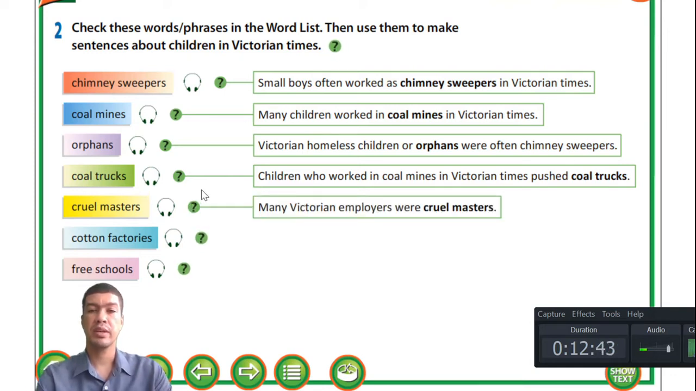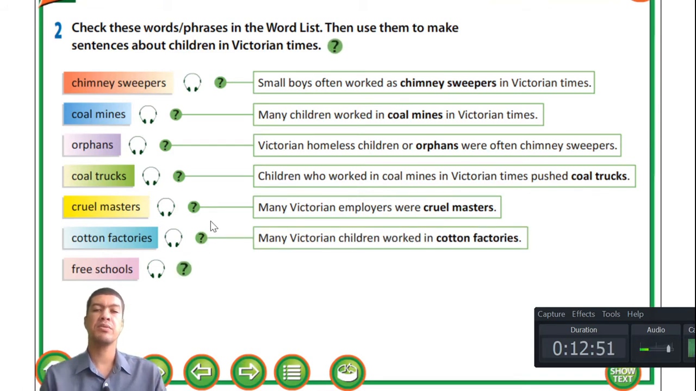Many Victorian employers were cruel masters. All right, and the next one, many Victorian children worked in cotton factories. We can also say many of these children, if we look at cotton factories, were exposed to harsh conditions in cotton factories. And the last one, free schools.